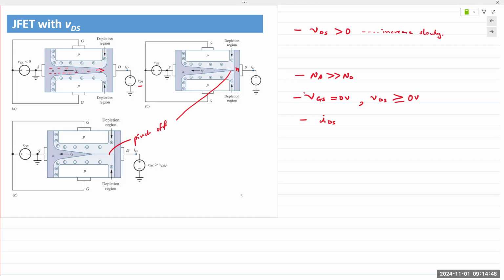Think back to chapter 2 and 3. Or actually, don't even think that far back. What happened in the previous slide? Reverse biased PN junction, depletion region increases. And because the depletion region increases, at some point, again, pinch-off is going to occur.